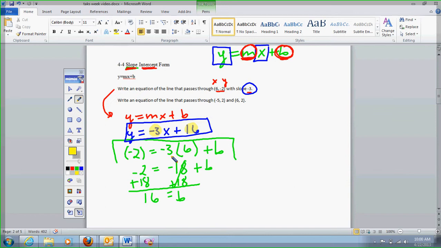And kind of remember that. It kind of rolls off your tongue a little bit. X for x, y for y, solve for b. Okay, let's look at the second example.